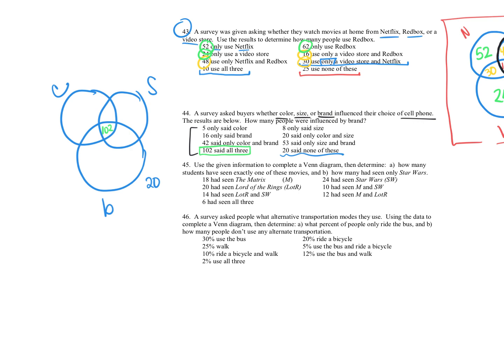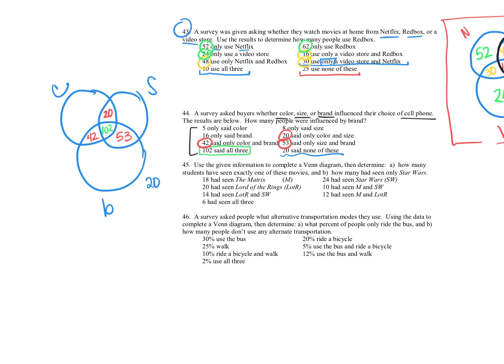Let's see. So we have 53 people said only size and brand. So 53 people would be living right here. Again, only size and brand, so they don't care about the color. 42 said only color and brand. So those 42 would have to live inside there. 20 people said only color and size.